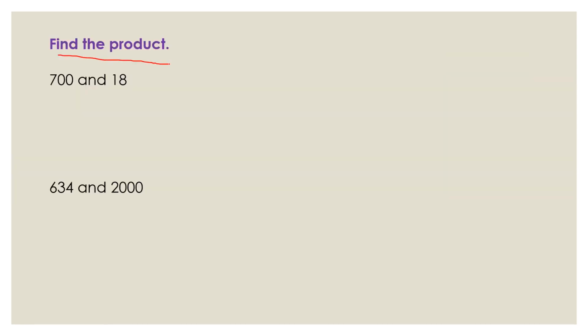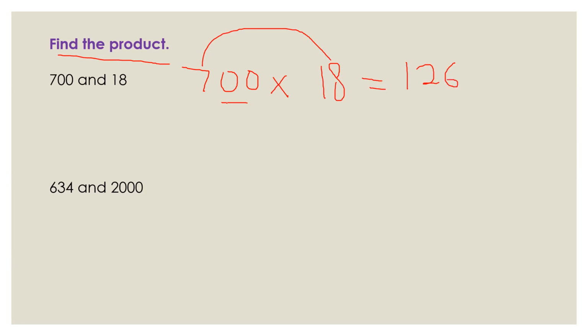Find the product of 718. So that means 700 times 18. 7 times 18 equals 126. And then place the two zeros here. So the answer equals 12,600.